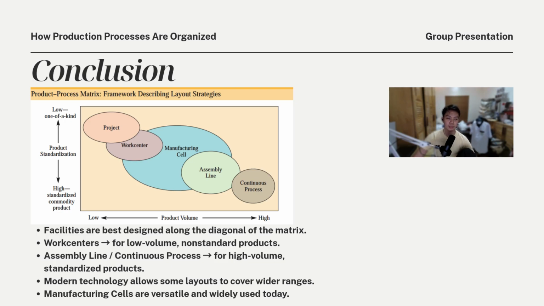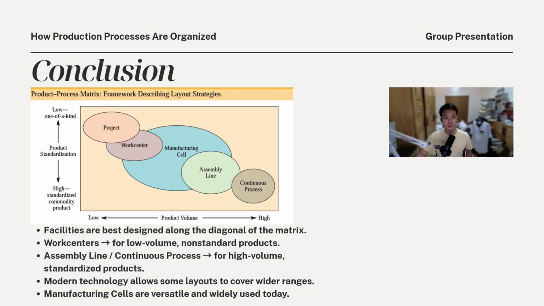Okay, so the key insight. In general, it is desirable to design processes along the diagonal of the matrix. That means if a company produces unique products at a low volume, it should use a project or work center. But if it produces standardized products at high volume, it should use an assembly line or continuous process.